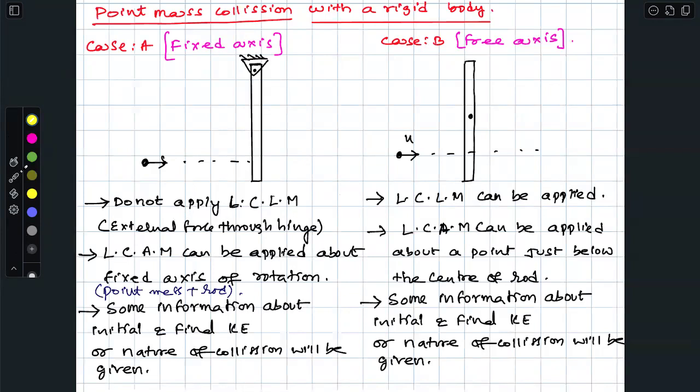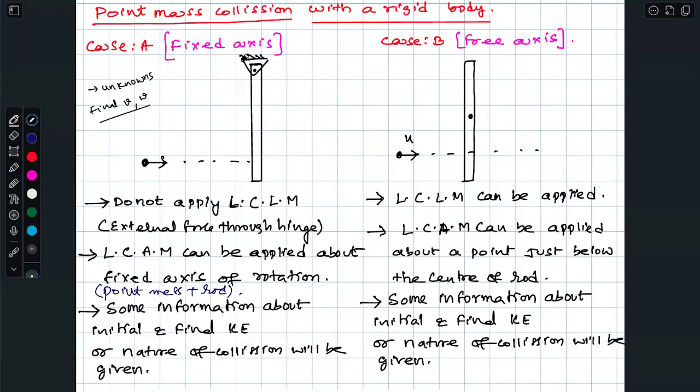Why? Because I have clearly explained, at this point you will have a hinge and that acts as an external force, and hence you are not supposed to conserve linear momentum. But about this point, you can conserve angular momentum. In this case, how many unknowns? Usually, the unknowns will be final V and omega. These are two unknowns. You require two equations. One equation is the law of conservation of angular momentum about the hinge point.